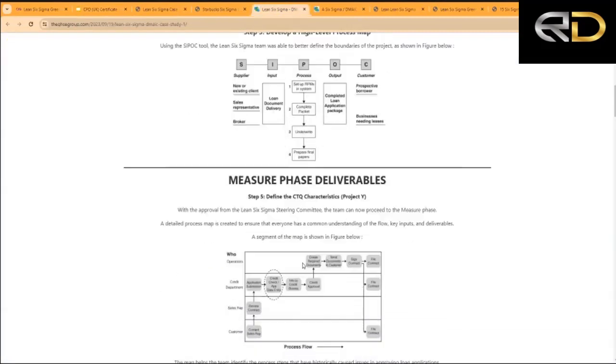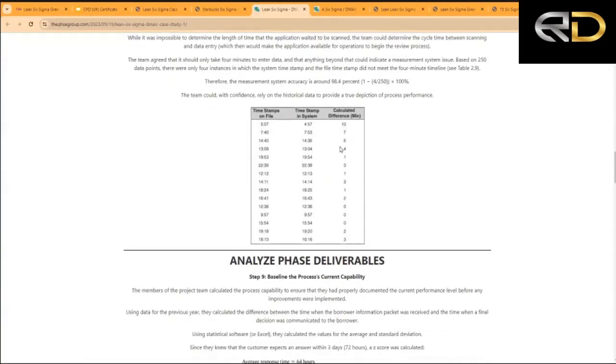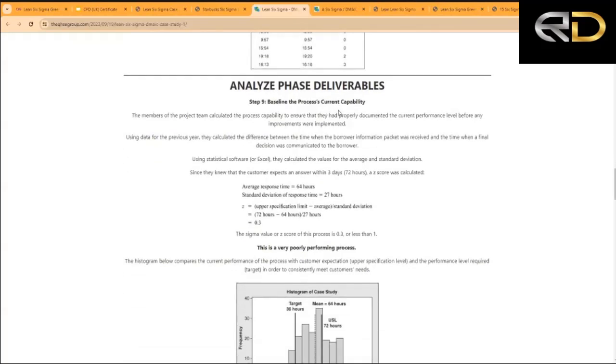So this is now the analyze phase. And remember, in the analyze phase, we want to determine the root cause of these characteristics. So we're now going to start off with the baseline process current capability. In other words, how good is this process? The members of the project team calculated the process capability to ensure that they properly documented the current performance level before any improvements were implemented. Using data for the previous year, they calculated the difference, okay? We want to see how good is this process of issuing credit card and loans. That is the first thing that you do in analyzing.